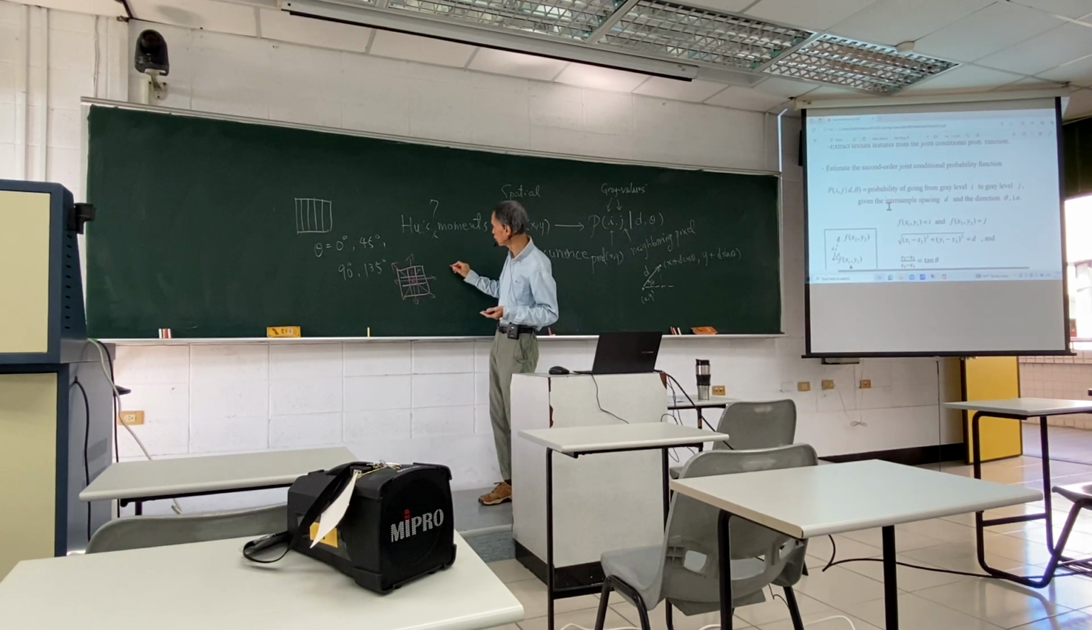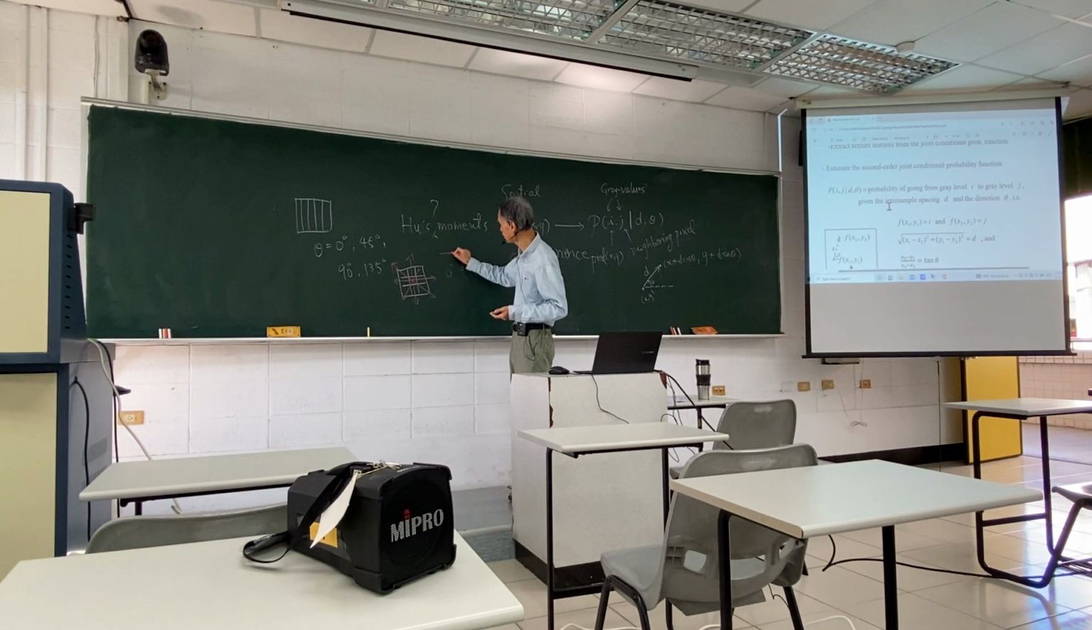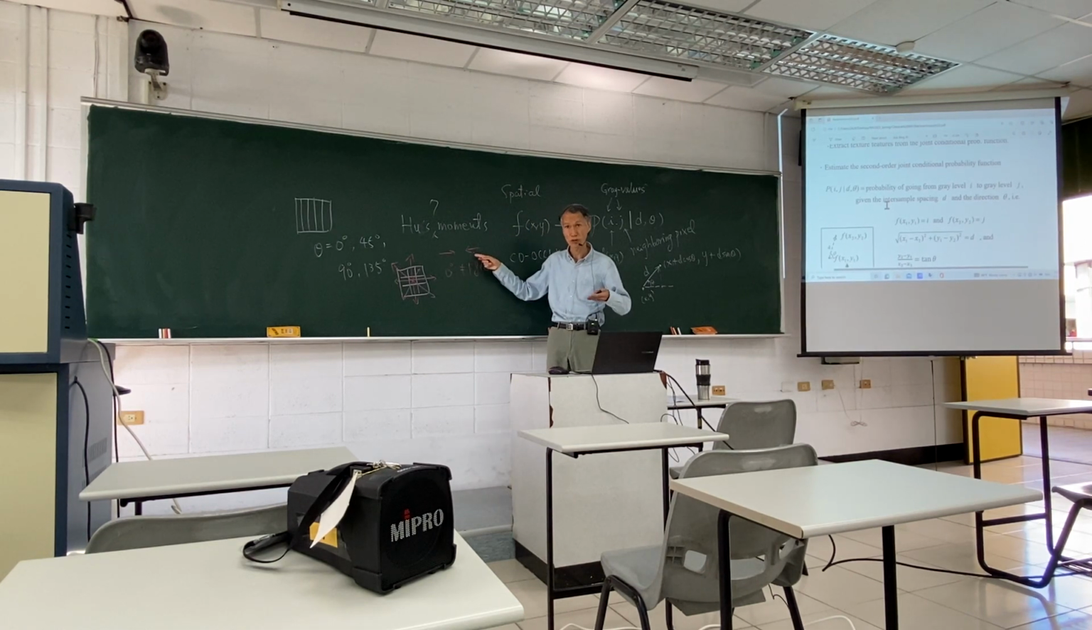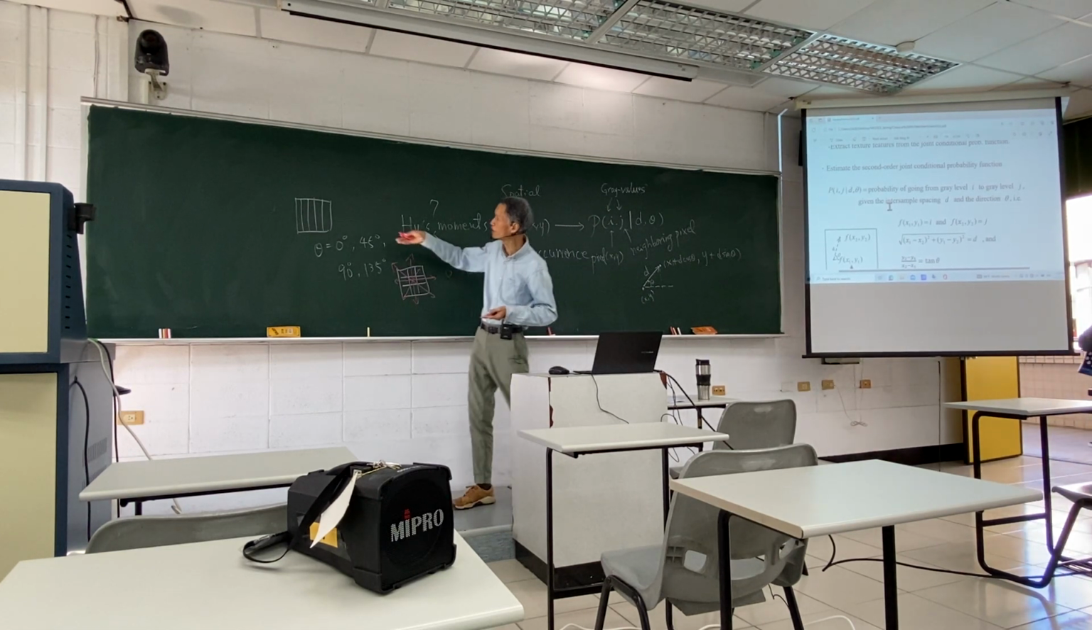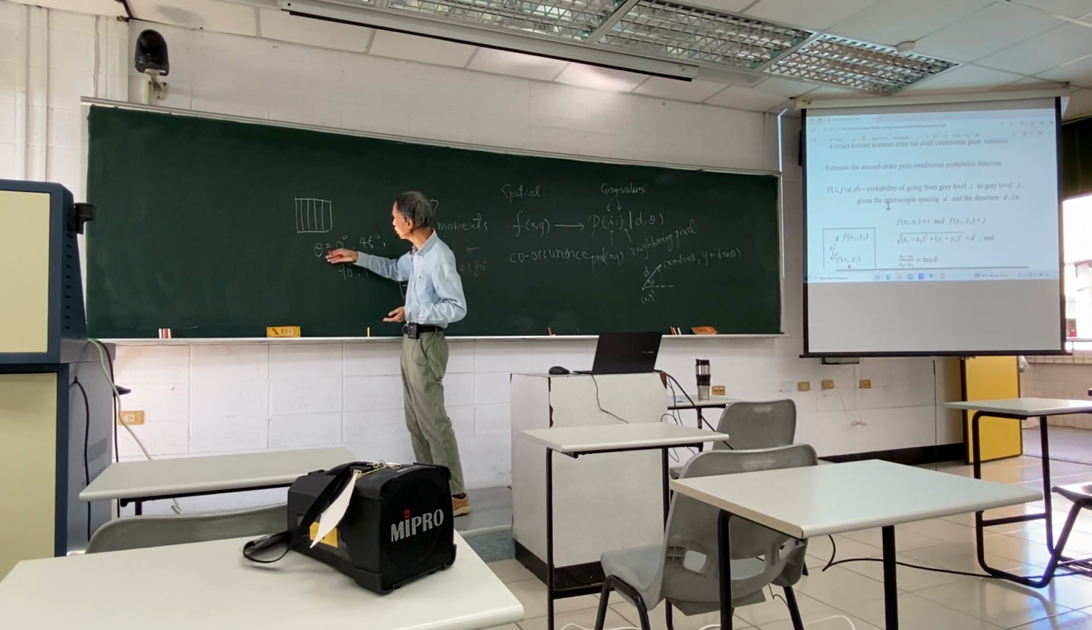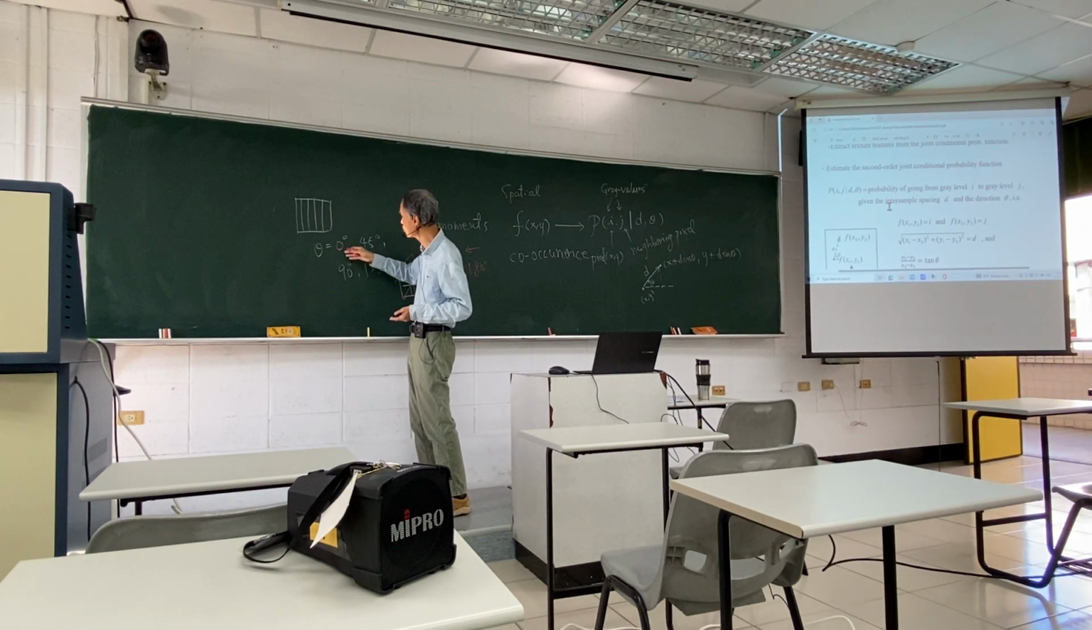But 0 degree is different from 180 degree. If this is 0 degree and this is 180 degree, then you can look for 8 directions. But if you just want to look for a texture like this, then you can make theta equal to 0.